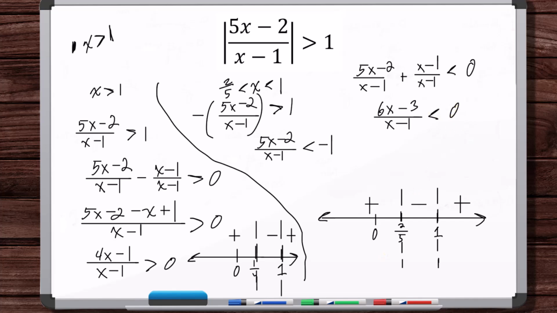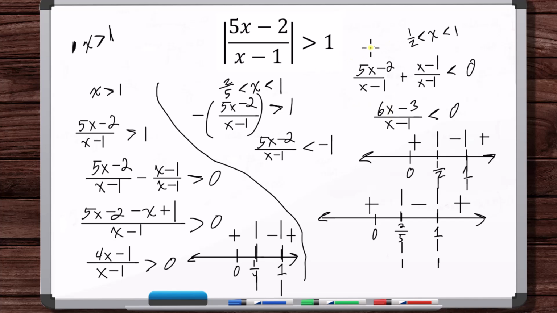Okay. Here it's going to be a very similar pattern in that we're going to have, so this is going to be 3 divided by 6 is 1/2, and then we'll have 1, and then we'll do positive, negative, positive, but it doesn't exist here. So at 1, we've got x is less than 1 and then greater than 1/2.